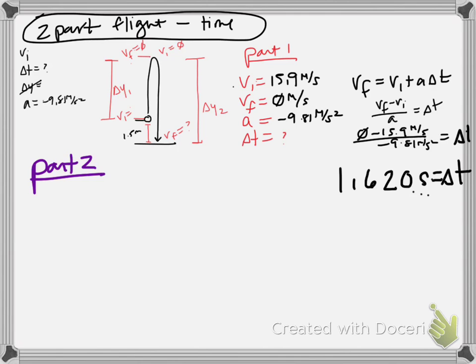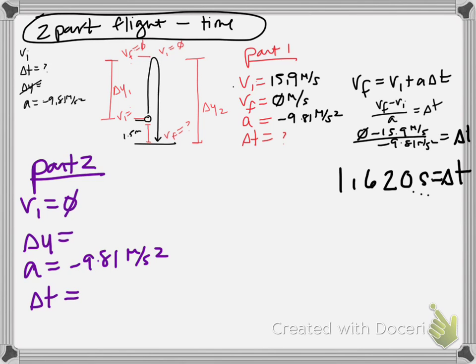Part two. Because here we have a VI. We know that VI is 0. We don't have displacement, but we could find it. We have acceleration, negative 9.81 meters per second squared. And we would like time. So how do we find delta y?